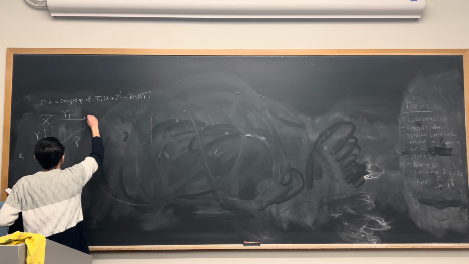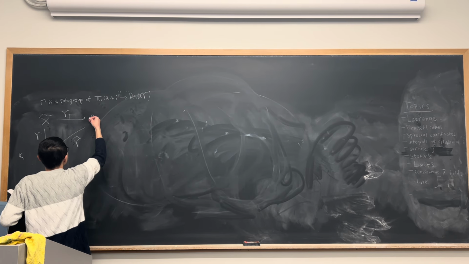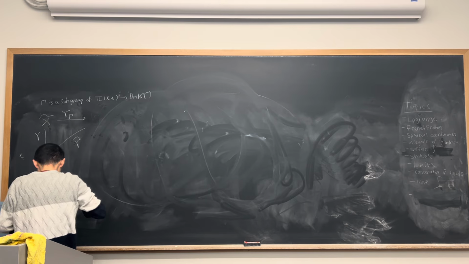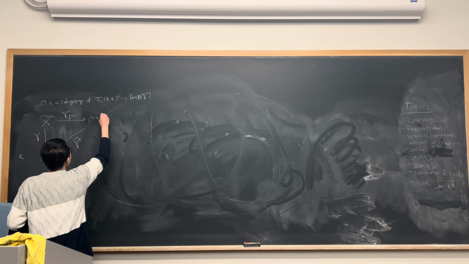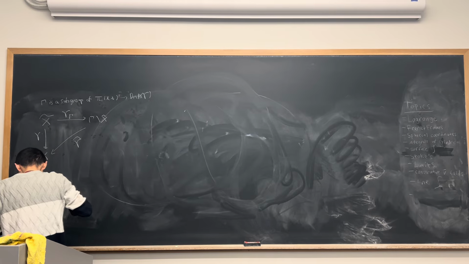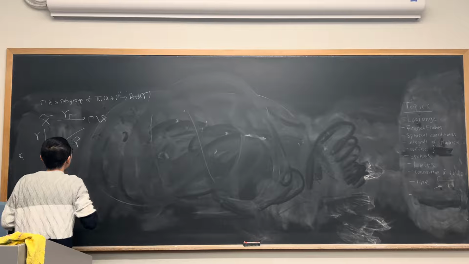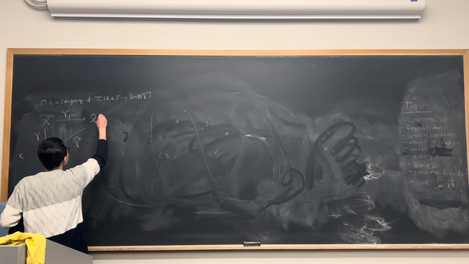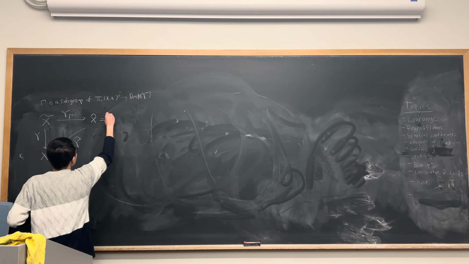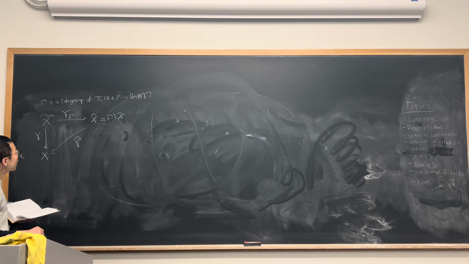So this is a group action, and taking the quotient by this subgroup gamma, we have the quotient space. I think it should be this space, and this is called X hat.